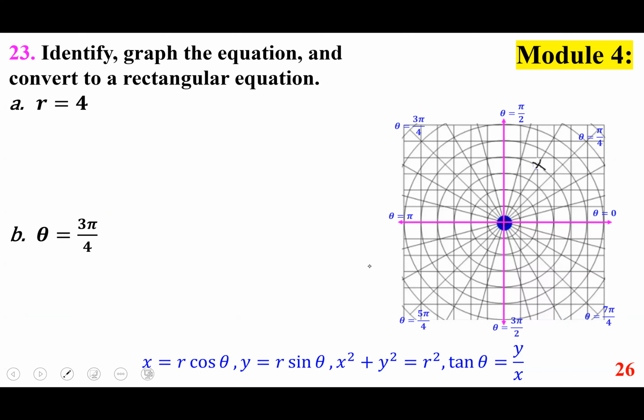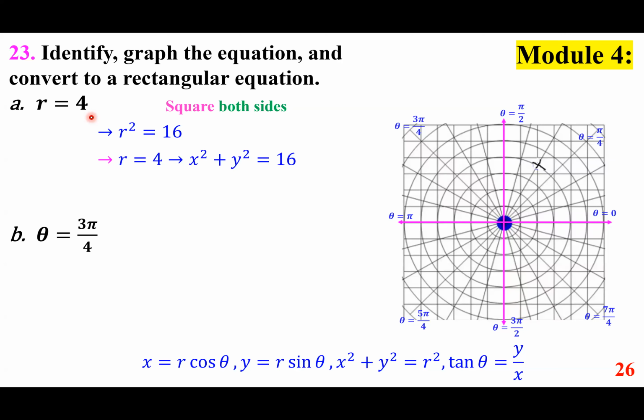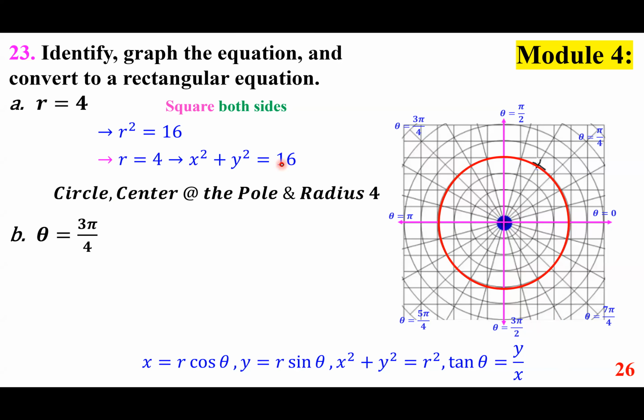Identify, graph the equation, and convert to a rectangular equation. So when r is given, basically you square that, and you get r squared equals 16, and you notice that's a circle, x squared plus y squared equals 16. This is an easier representation in polar than in rectangular coordinates. So it's a circle centered at 0, 0 with the radius 4. So that's what it is.